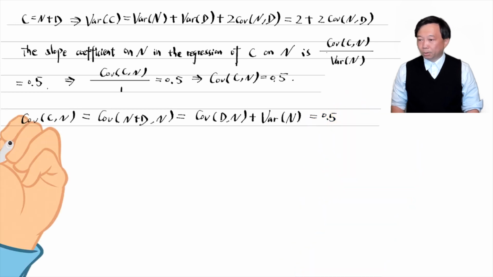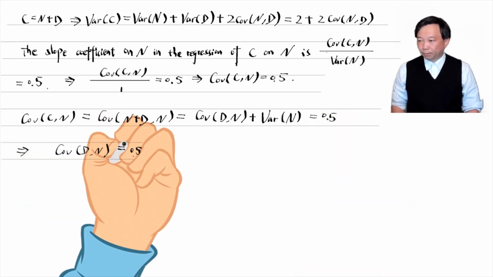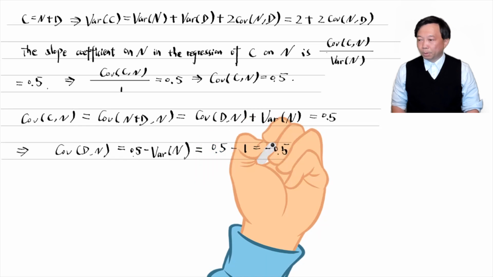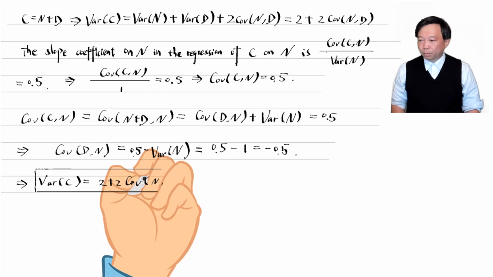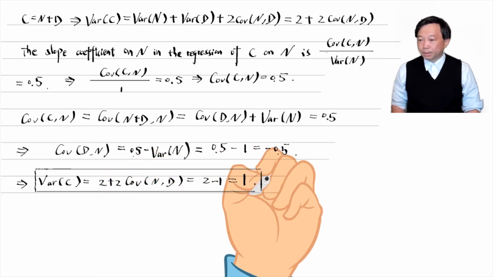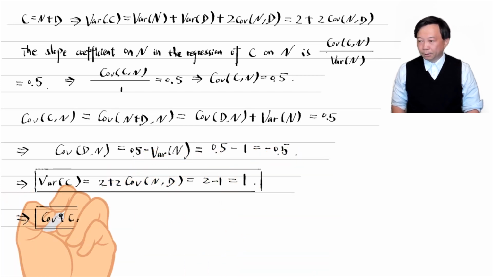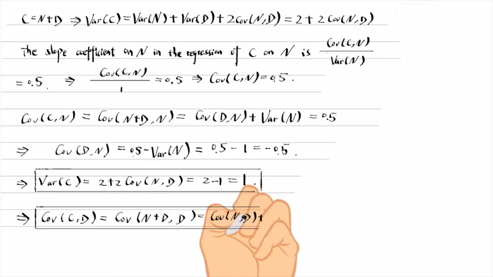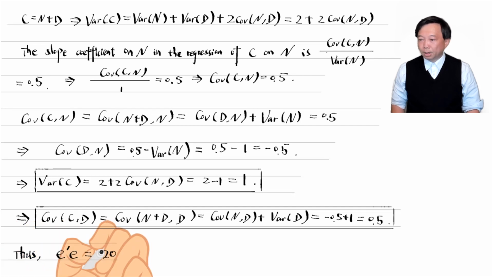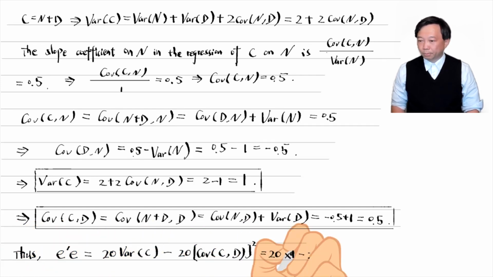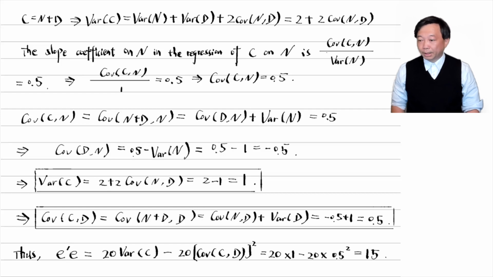Then we calculate the covariance between D and N, which is minus 0.5. Using it, we can obtain the sample variance of C and the sample covariance between C and D. These are the 2 elements to compute the residual sum of squares. Finally, we get the answer 15. We don't need to use all the information in this exercise.